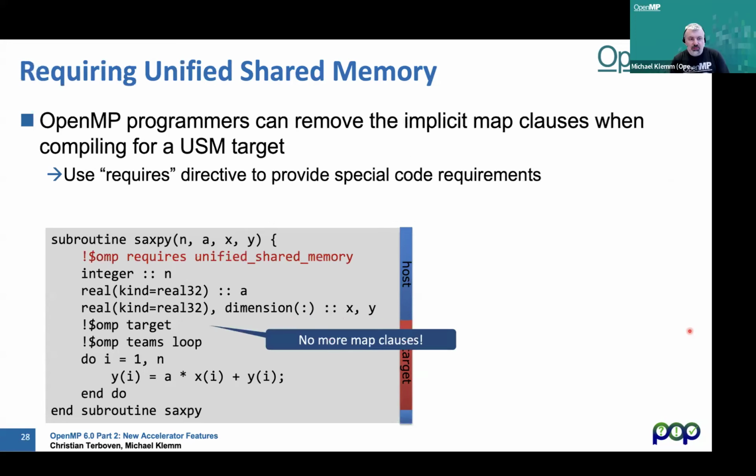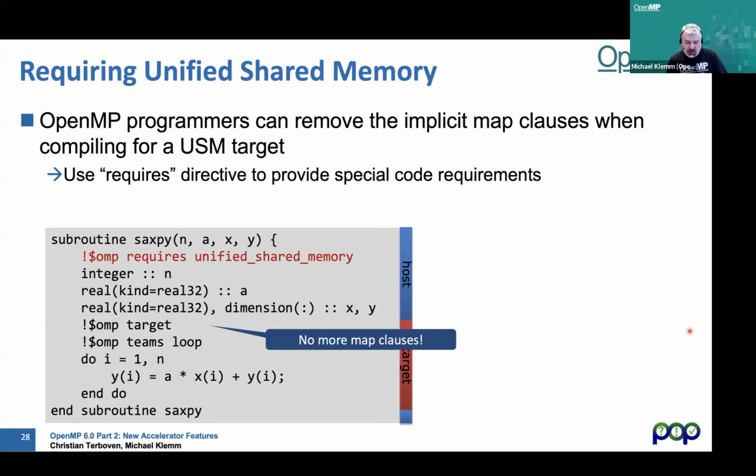And so this is where OpenMP requires unified shared memory comes in. Now when you write this requirement, you basically document, like Christian already has indicated, that your code makes certain assumptions. And in this case, the assumption is that it's running on unified shared memory architectures. So you didn't put map clauses, and the requires now serves two purposes. First, it documents this assumption by you for your code by not implicitly adding the map clauses.